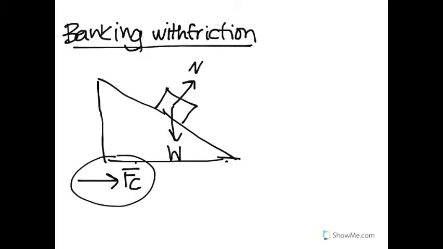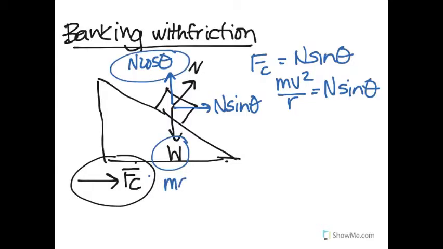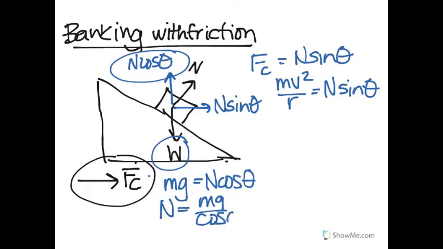And so we're assuming here without friction, you have to split the normal force into components. And so this becomes n cosine, and this becomes n sine. And so you ended up with Fc equals n sine. In other words, mv squared over r equals n sine. And if you look the other way, n cosine equals w. So you have mg equals n cosine of the angle, and so n would equal mg over cosine.